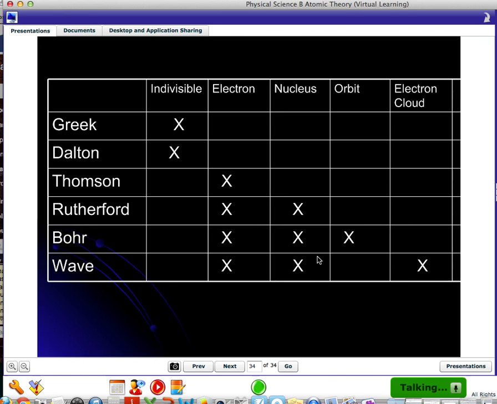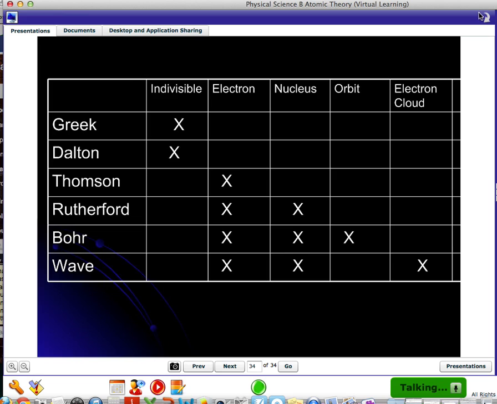So here is just a summary of this. The Greek philosophers and Dalton thought that the atom was indivisible, which means that it couldn't be divided any further. Thomson on down came up with the theory of electrons and kept the electrons. Rutherford discovered the nucleus. Bohr then added the orbit, and now we've moved to a sort of cloud of electrons rather than a specific pattern. So that gives you the timeline of how we've developed our atomic theory.